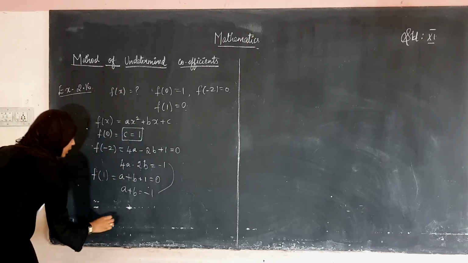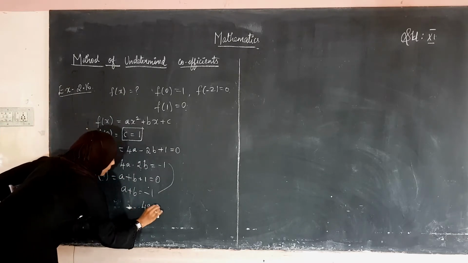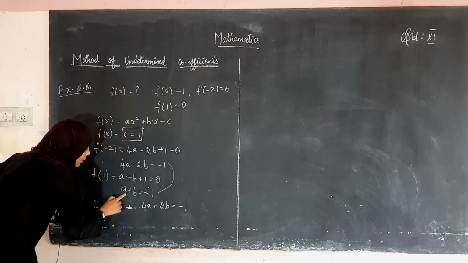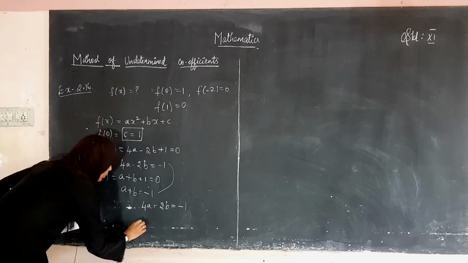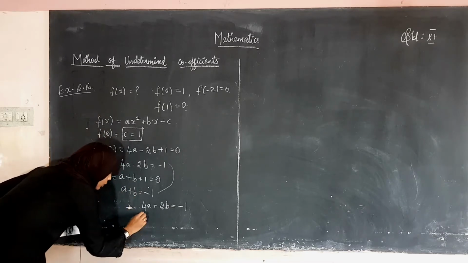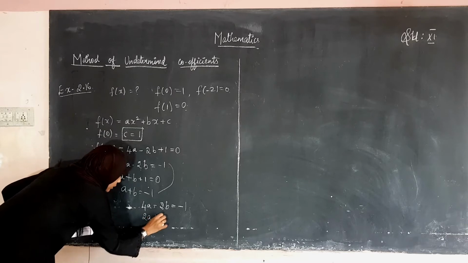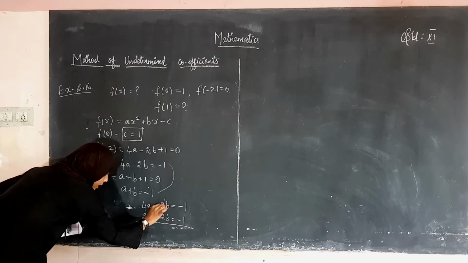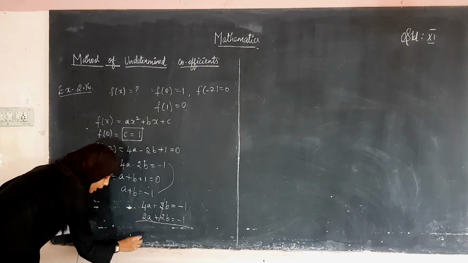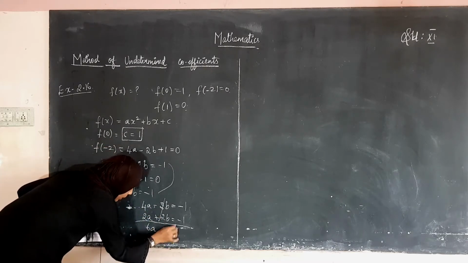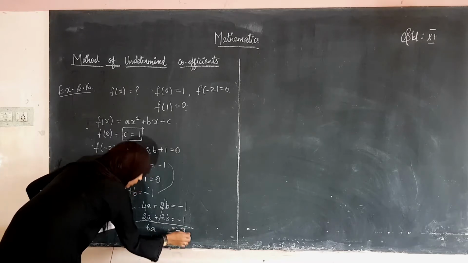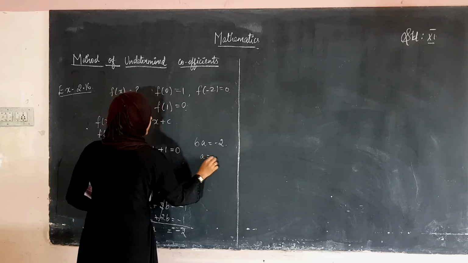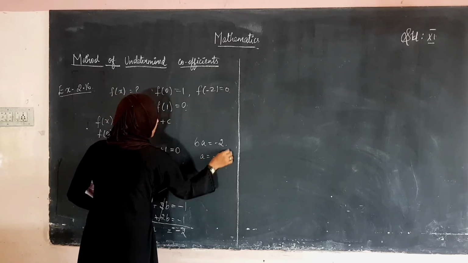Now, see here, 4a minus 2b equal to minus 1. Multiply the other equation with 2. Sorry, 2. So 2a plus 2b equal to minus 2. Add both. What happens here? This gets cancelled. 4a plus 2a is 6a equal to minus 1 plus minus 2. So 6a is equal to minus 3. Therefore, the value of a is minus 1 divided by 2.